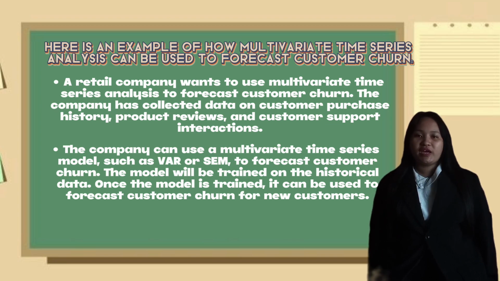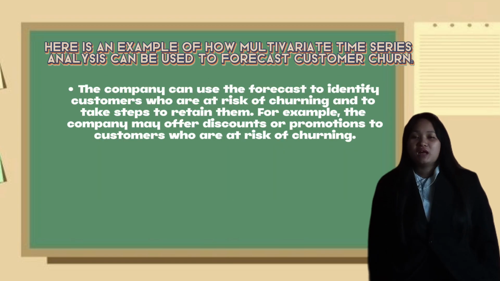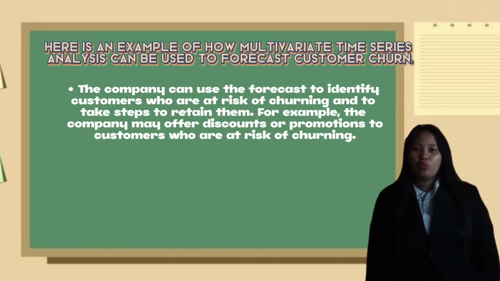The model will be trained on the historical data. Once the model is trained, it can be used to forecast customer churn for new customers. The company can use the forecast to identify customers who are at risk of churning and to take steps to retain them. For example, the company may offer discounts or promotions to customers who are at risk of churning.